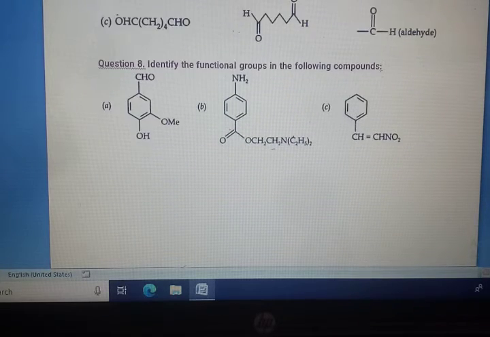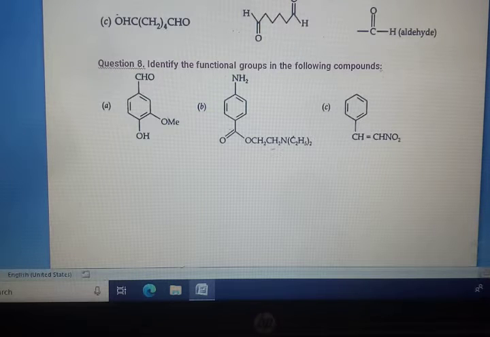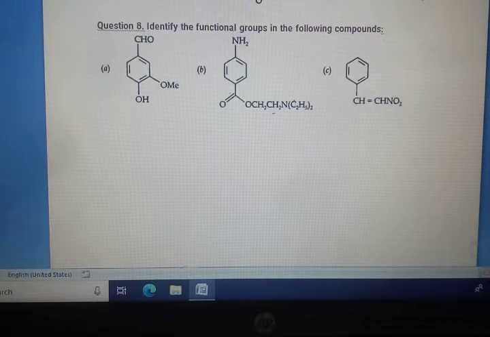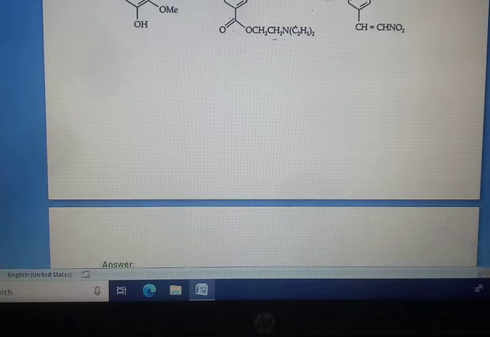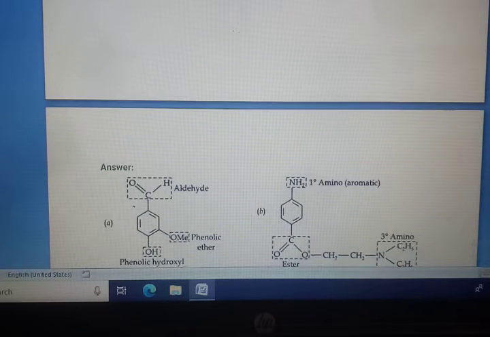Identify the functional group in the following compounds. Which functional group is there? You can see here CHO means aldehyde, OH means hydroxy, and OMe. Can anybody tell me what OMe is known as? Anyone? It's called phenolic ether.